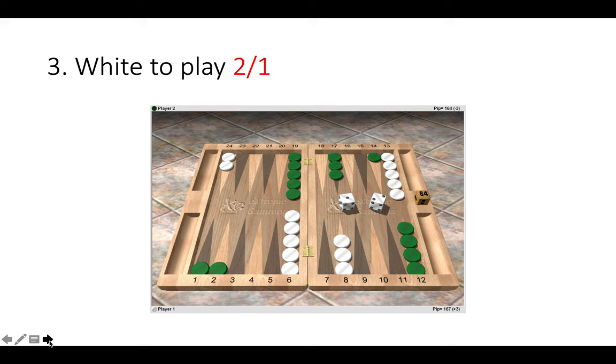Now here we can have a look at the third position, white to play 2-1. What would you do and why would you make that decision?